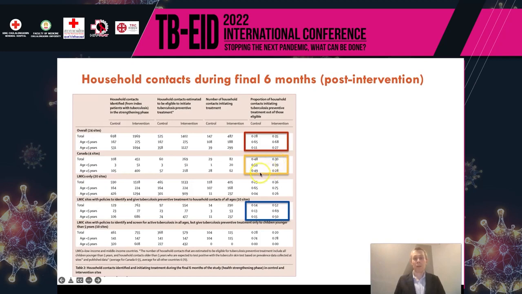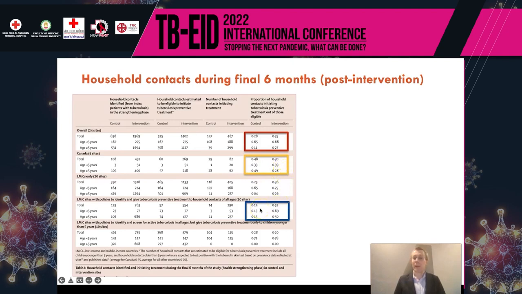And when you looked at the data, you could see there wasn't much difference between them in terms of the younger children, and there seemed to be a bigger difference. And it's interesting, it may well be a random variation rather than that the intervention actually caused a decline here.